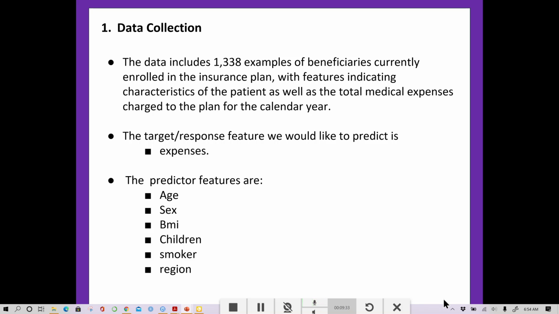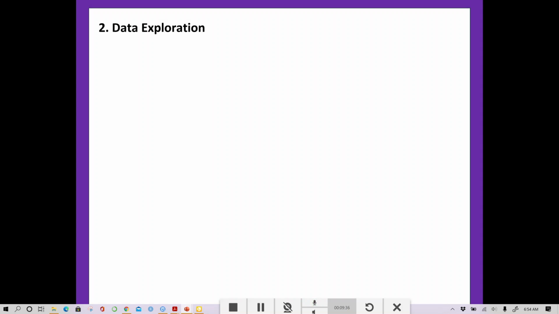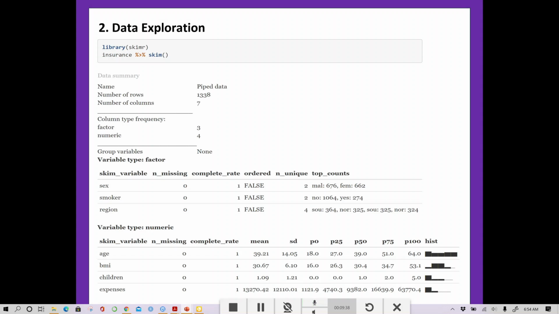So, as usual, the first step we would like to take is to explore the data. I have used R as usual in order to provide a summary of the features that we have in this data set. As you can see on the screen, we have 3 factor or categorical variables and 4 numerical variables. For the categorical variables, we have sex, smoker, and region. We do not have any missing rows. The complete rate is 100%.